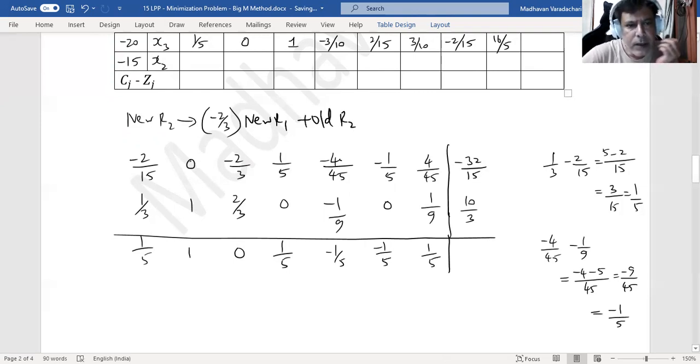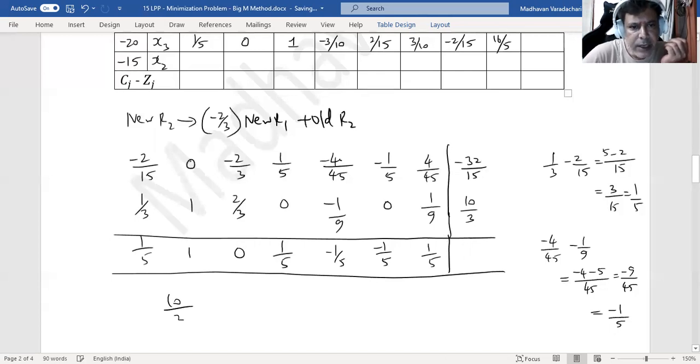Then I can calculate it here. 10 by 3 minus 32 by 15. LCM is 15. So here it becomes 3 fives are, so 50 minus 32, which is 18 by 15. Now 3 sixes are 18.